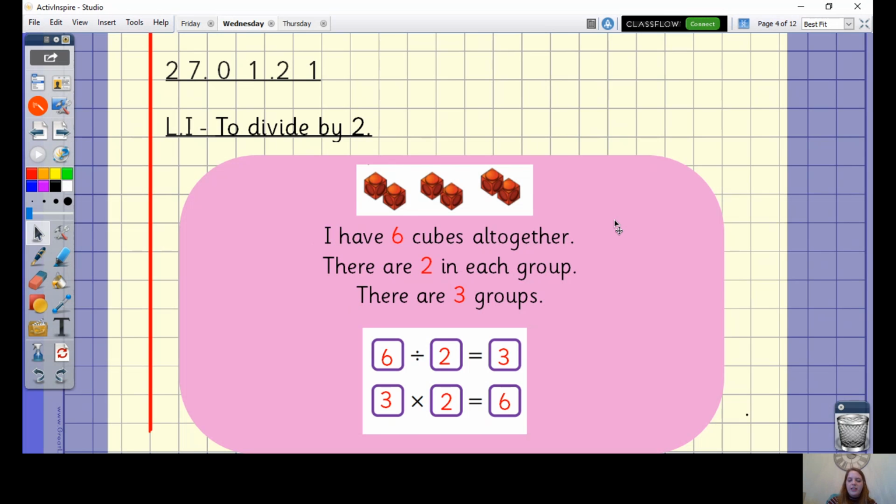So, looking at our picture, I have 6 cubes all together. There are 2 in each group, and there are 3 groups. So if I was to write that as a division number sentence, 6 would be my total, and I'm dividing into groups of 2 equals 3. There are 3 groups. And if I was writing that as a multiplication number sentence, I have 3 groups of 2, or 3 lots of 2, or 3 multiplied by 2, and the total of that is 6. Okay, well done if you managed to get those.